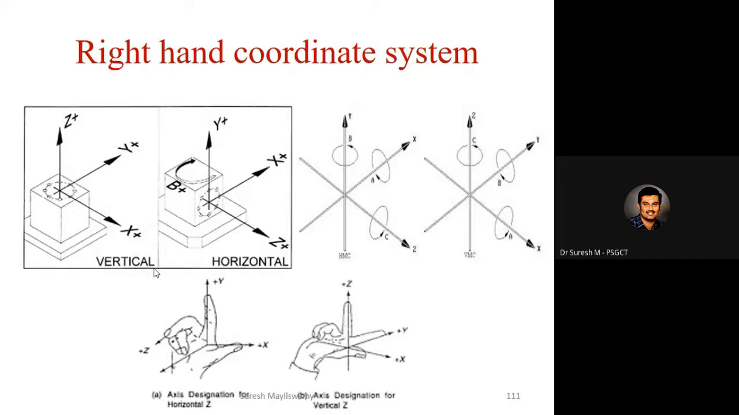And this is the right hand thumb rule to fix the coordinate system. One is for a vertical machining center and another one is for a horizontal machining center. In both machining centers, if the z-axis is vertical, that is considered a vertical machining center. If the z-axis is horizontal, that is considered a horizontal machining center. That will be explained in the thumb rule.